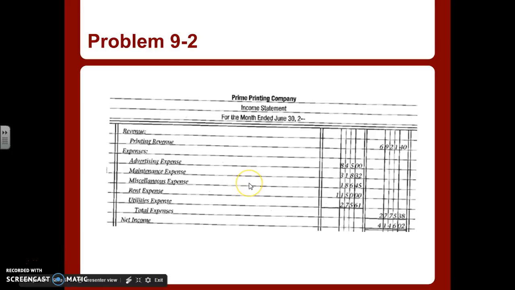Problem 9.2 then takes you through the next step, which is all of the expenses and the revenues. For this problem, Prime Printing Company income statement for the month ended June 30th of the current year. We only have the one revenue account, printing revenue. We have all of the expenses listed here, followed by the total expenses, which are $2,775.38, and the statement indicates that we have a net income because our revenues are greater than our expenses. Single rule indicates calculation taking place, double rule indicates all calculations have concluded.